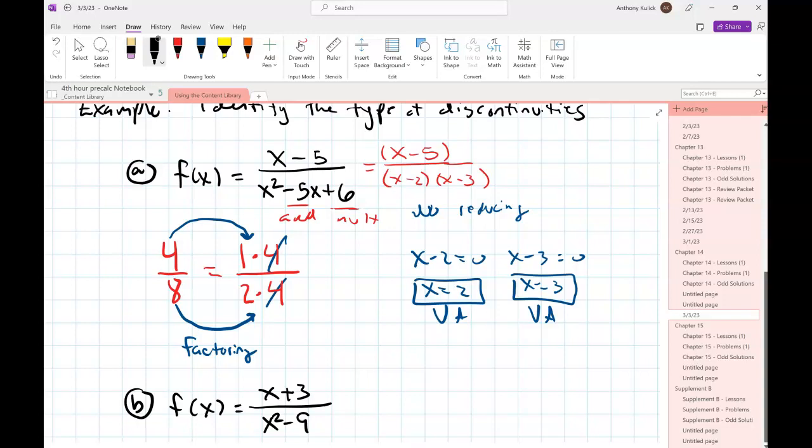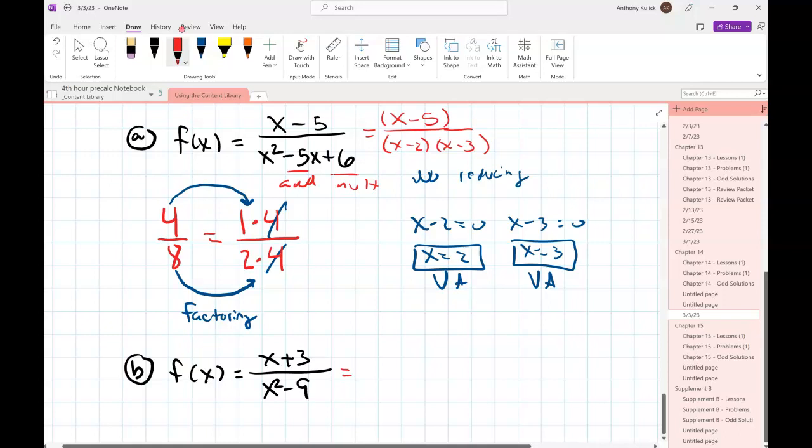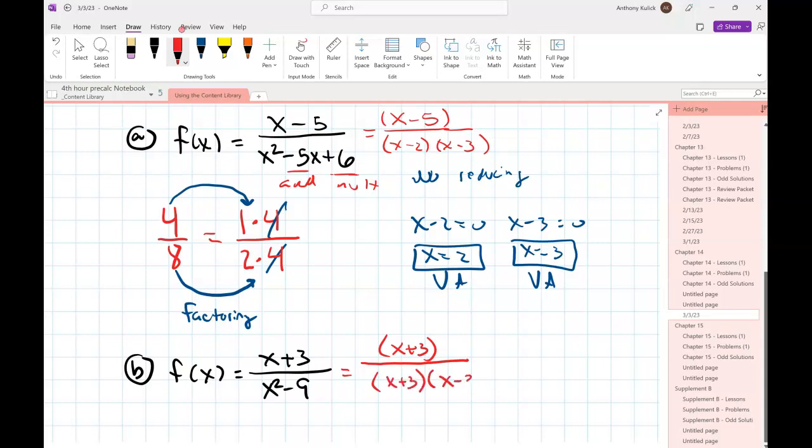What if we have something like x plus 3 over x squared minus 9? Again, I want to start by seeing if we can reduce. So we have to factor. Can I factor x plus 3? No, that's prime. Can I factor x squared minus 9? Yeah, what does that factor to? Excellent. x plus 3 and x minus 3. Can I reduce that? Yes. What can reduce?